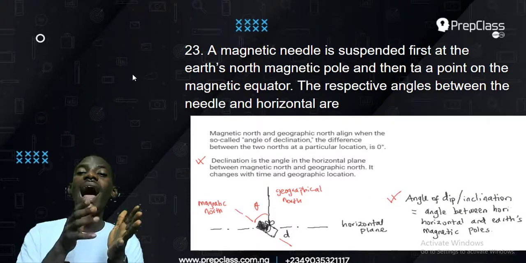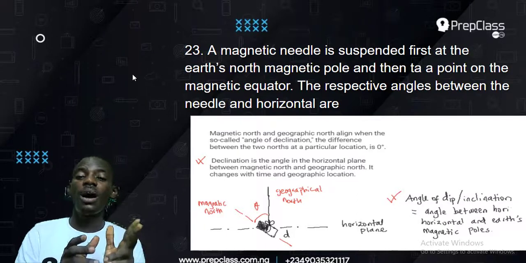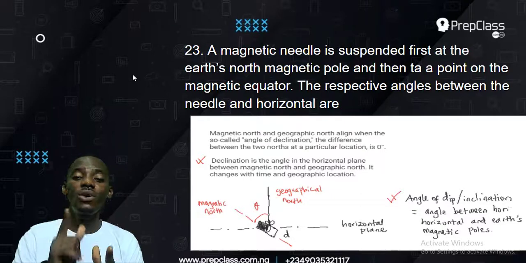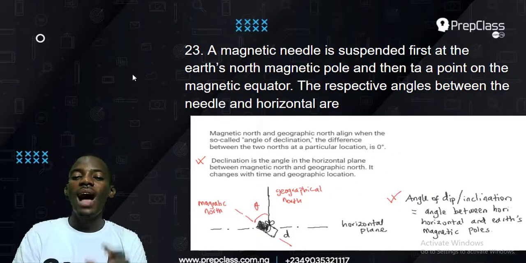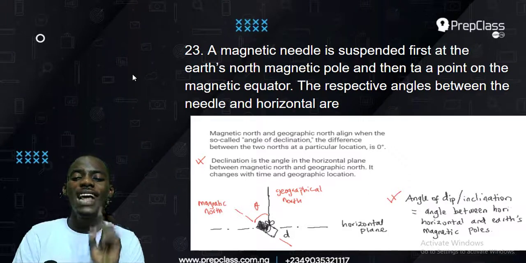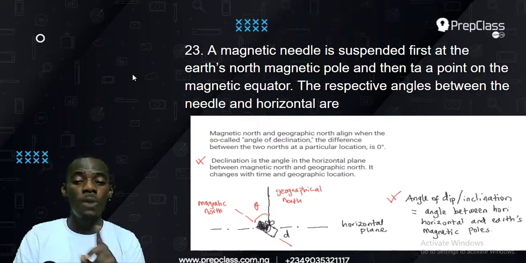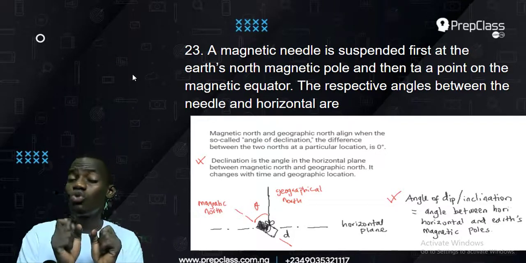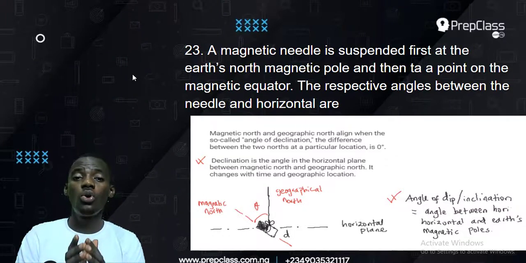So the angle between the magnetic north and the geographical north is 0 degrees. Okay, that is clear, right? Now I want you to take note of and understand what is called the angle of declination and the angle of dip, or the angle of inclination.